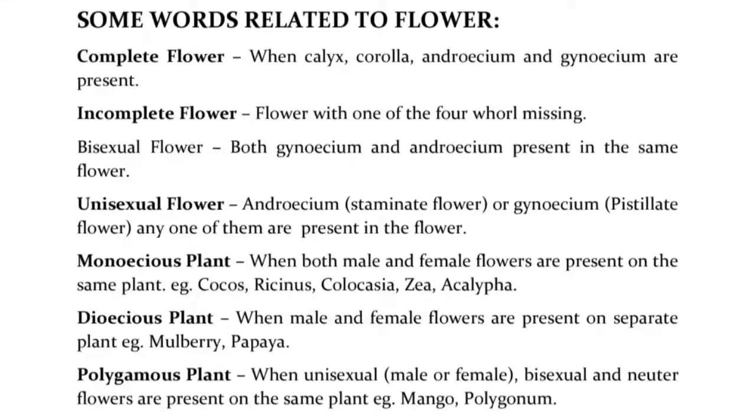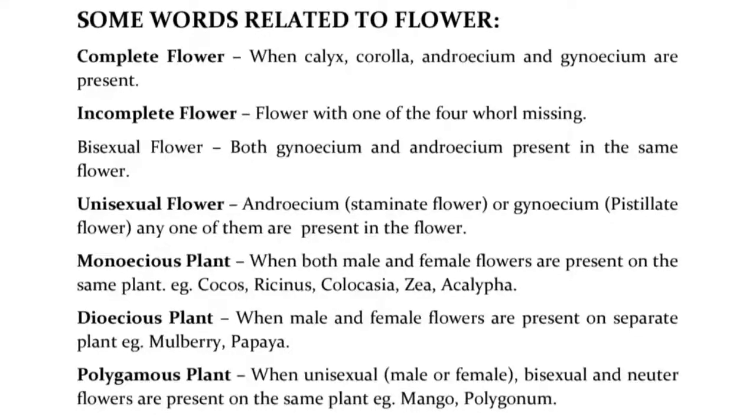Complete flower, when calyx, corolla, androecium and gynoecium are present. Incomplete flower, a flower with one of the 4 whorls missing. Bisexual flower, both gynoecium and androecium present in the same flower. Unisexual flower, androecium (staminate flower) or gynoecium (pistillate flower), any one of them is present in the flower.